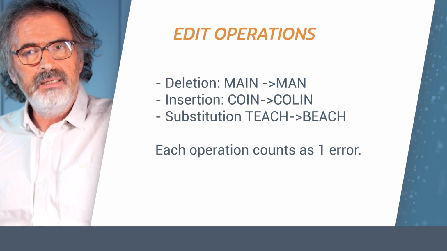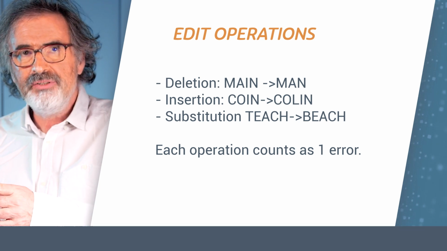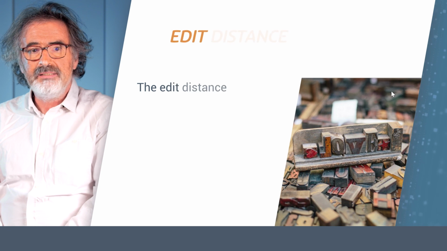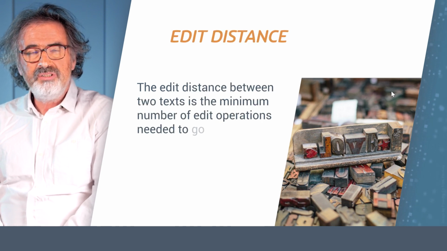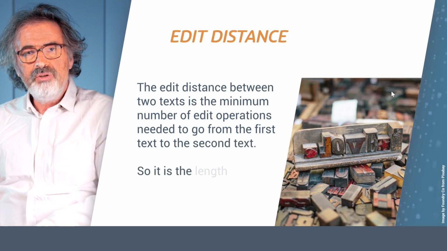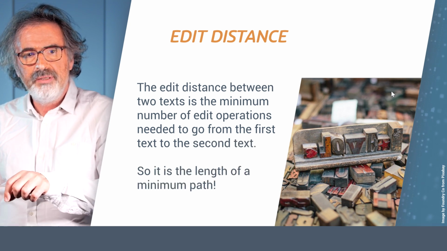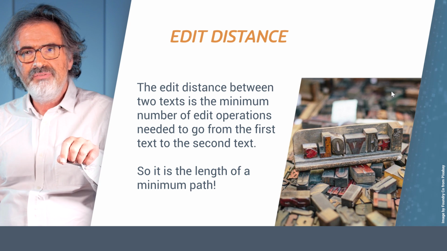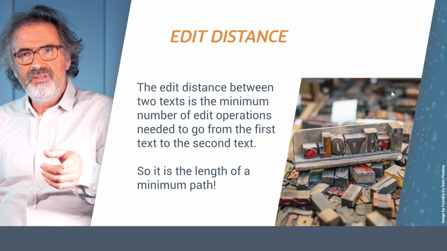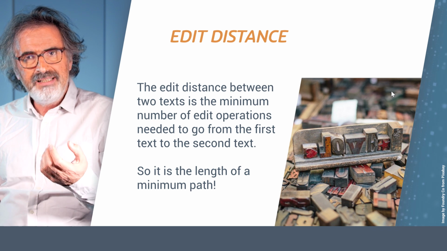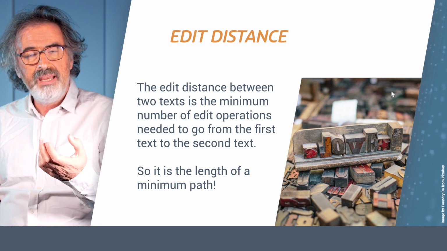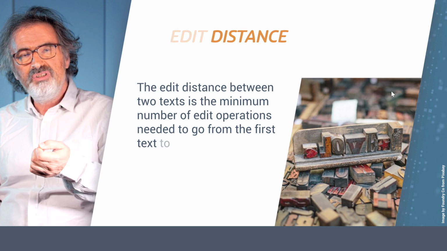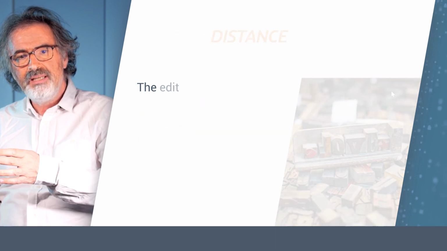And what I'm interested in is calculating how many errors have been needed to go from one word to another. This is called the edit distance. The edit distance is the smallest number of edit operations that are needed to go from one word to another. So it is in a way the length of the smallest edit path to get from one word to another. The example I have given here is on words, but it works exactly the same on phrases or on texts. We will be counting how many words we have had to insert, to delete, or to substitute to get from one text to another text.